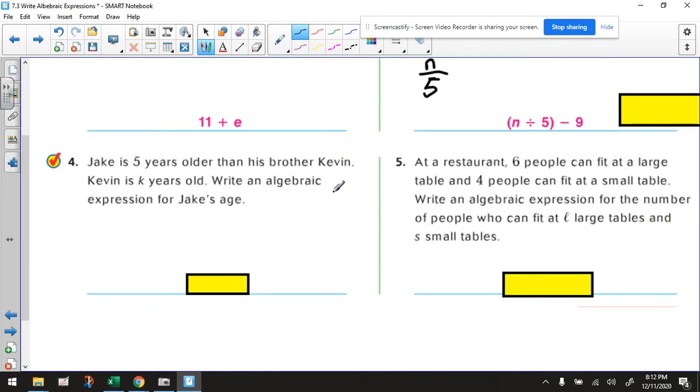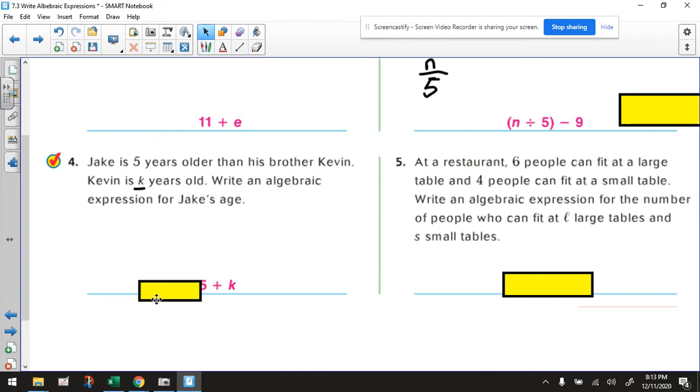All right, if we look at number 4, Jake is 5 years older than his brother Kevin. Kevin is K years old. Write an expression for Jake's age. So they want you to use the variable K, and sometimes it's helpful to just come up with a hypothetical number that Kevin might be, but you have to ask yourself who's older, right? Jake is 5 years older. So that means that whatever Kevin is, we would have to add 5 to that to get the older number, right? So if we're going to add, we have to add the 5 and the K together to get Jake's age.